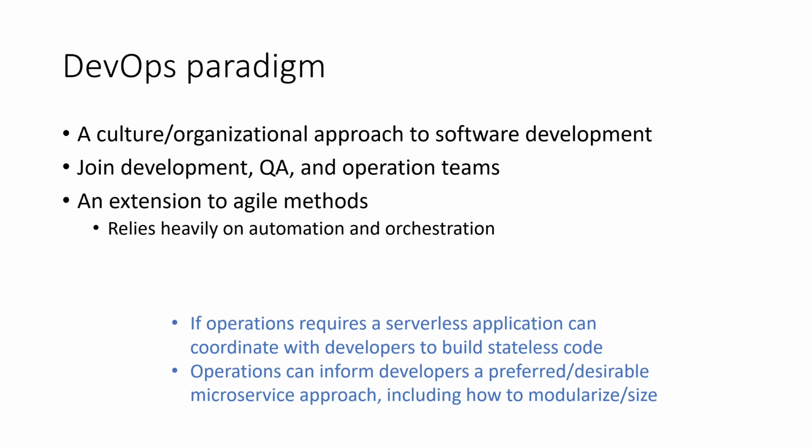Here are two examples of what we can get when we join the development, QA, and operation teams. If the operation team requires that a serverless application is built because that's what's easiest for them to deploy, they can coordinate with the developers so that they design and build stateless code, which is easier to deploy in a serverless fashion. And if we are building an application using the microservice approach, the operations team can inform developers on the preferred container solution, for example, Docker, or whether they should use Kubernetes or not, and also how to modularize the microservices and how big each microservice should be.